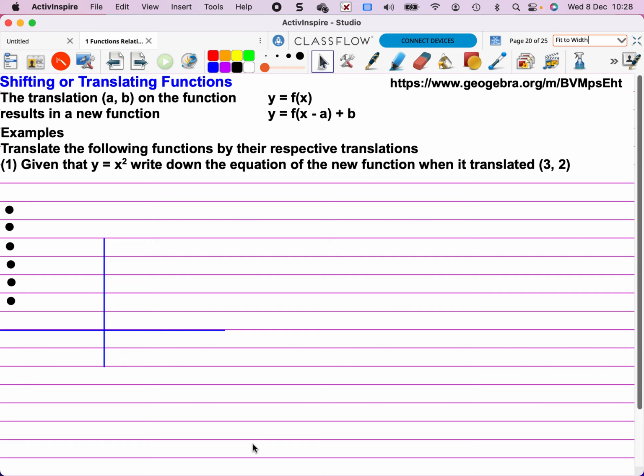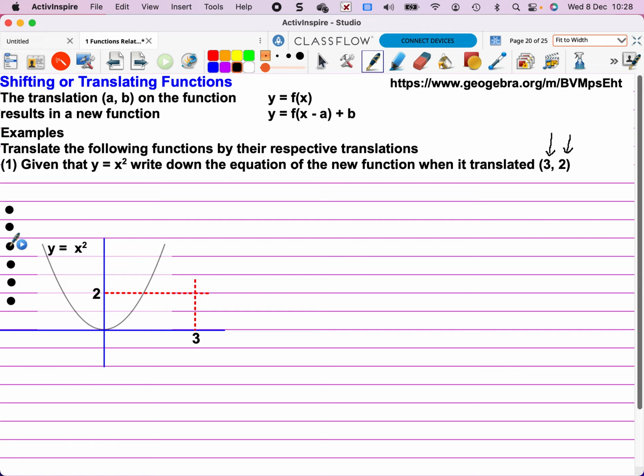So what we have here, we are going to look at the quadratic y equals x squared, and what we're going to do is translate this quadratic 3 to the right and 2 up, because this is what this translation means. It means we're going to translate it 3 in the positive x direction, and then we're going to translate it 2 going up vertically.